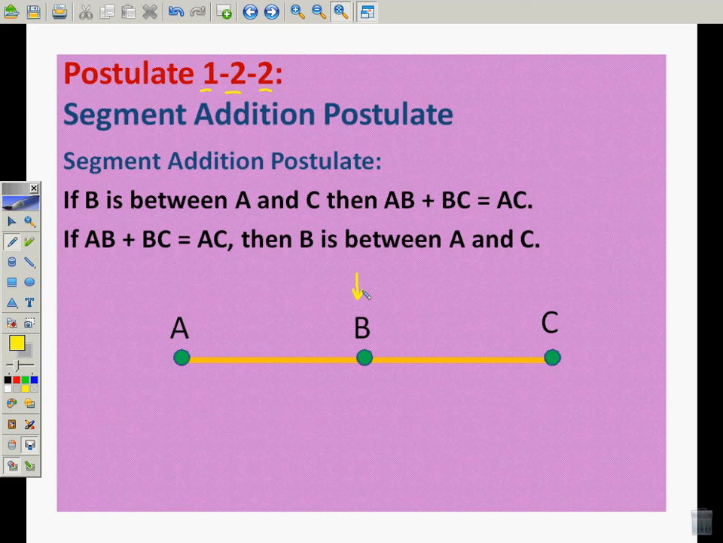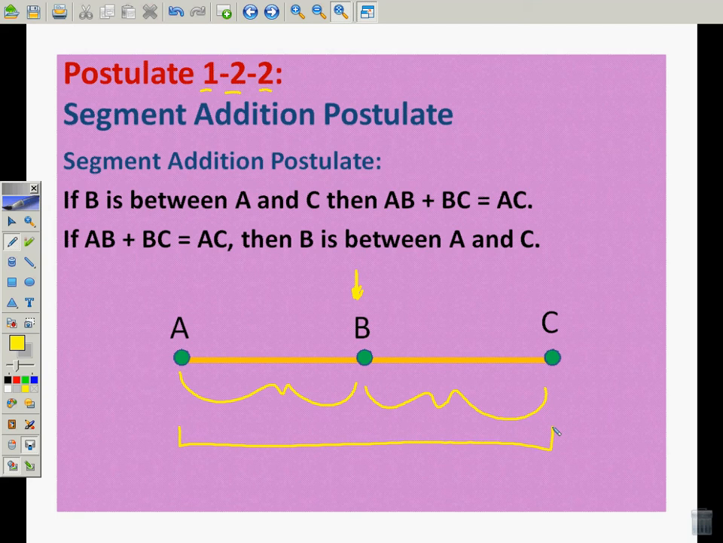So what we're saying is, if B is between, which it is, then this piece plus this piece is equal to this piece. Duh. Okay? The converse of that is true. I'm saying if I don't know where B is, so these are two separate things.